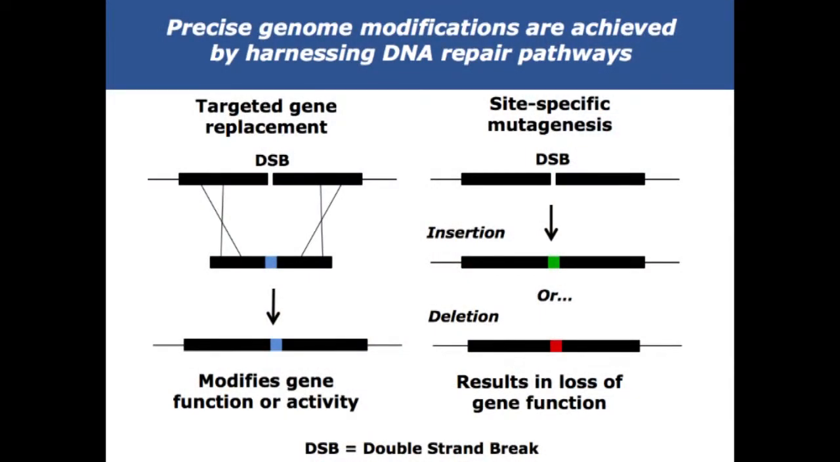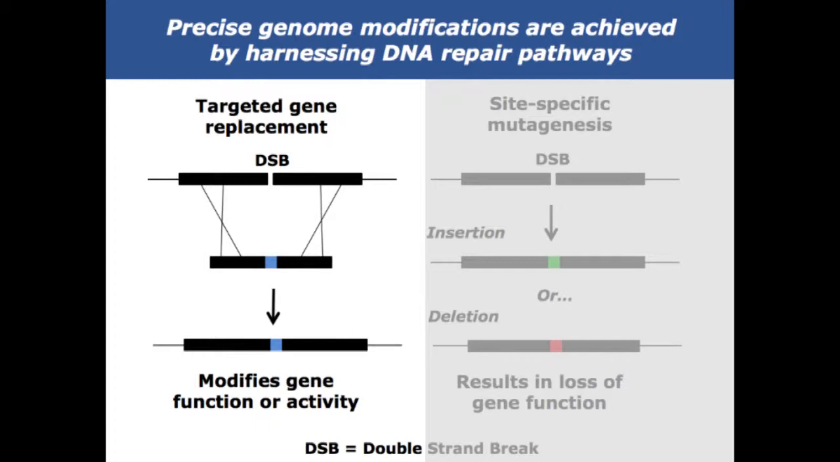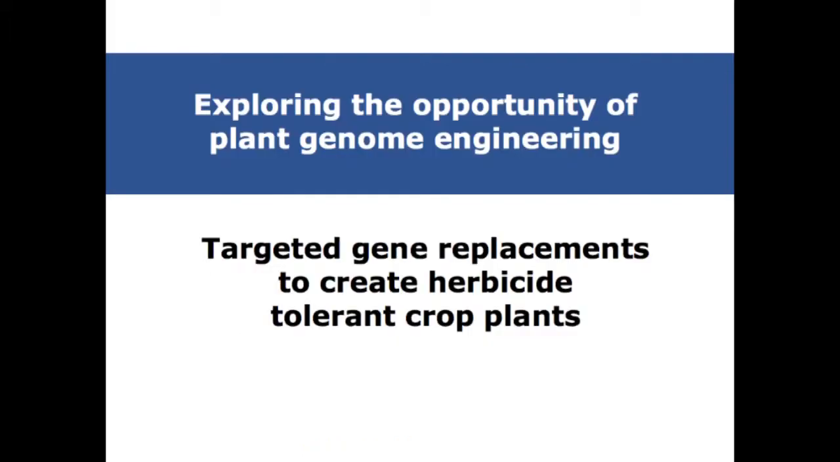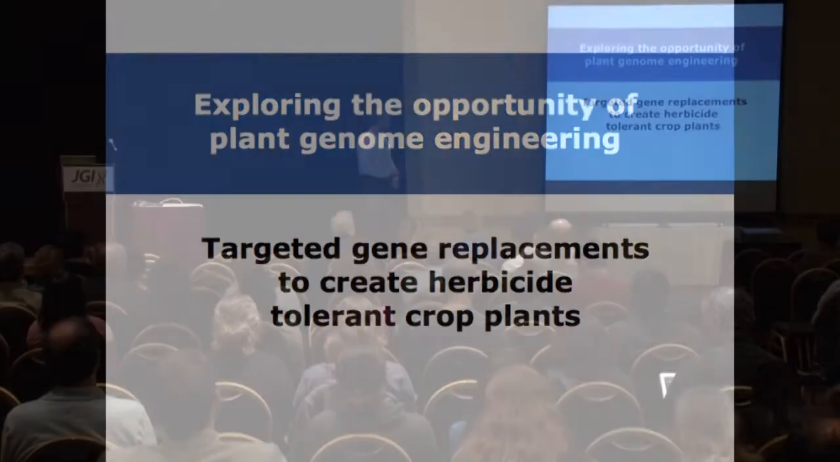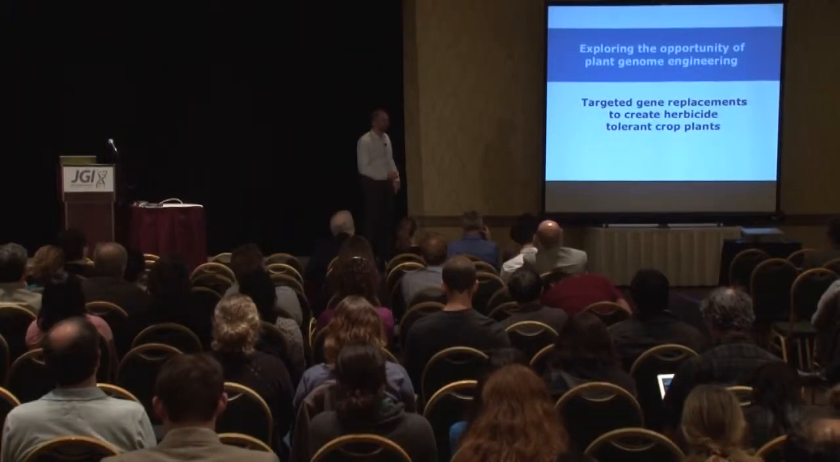The second example I want to illustrate is one of gene replacement, where we're introducing the break and a repair template to correct the break and introduce a subtle sequence change. And the illustration I'm going to use is one that we published several years ago, but I think it still has quite a bit of relevance, and we're still actually working on aspects of this project. And this is gene replacement to create herbicide-tolerant plants.